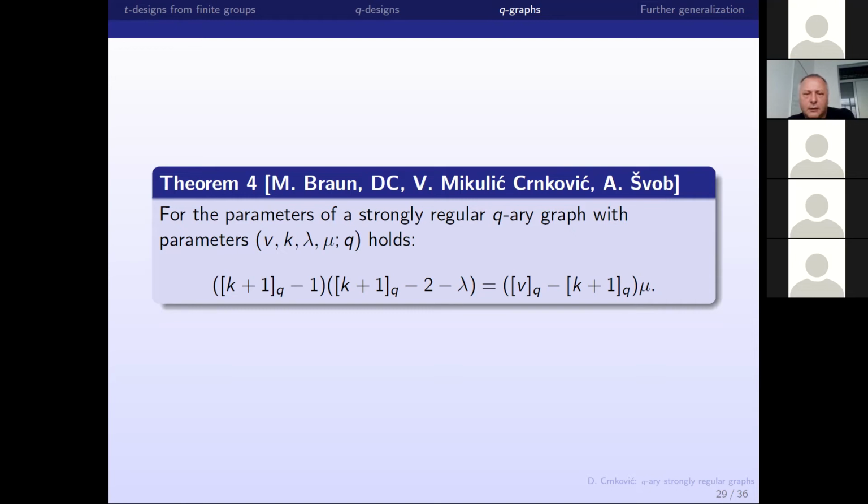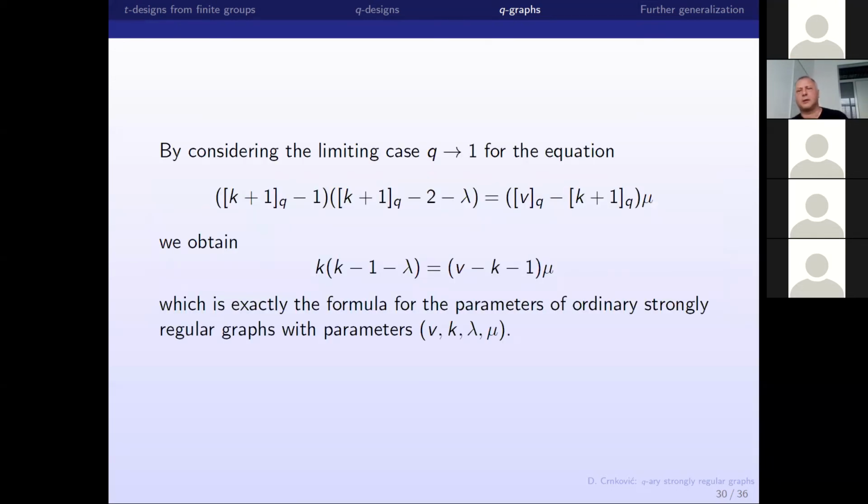And what is important, when we take the limit where q goes to 1, then we obtain this well-known formula for the parameters of strongly regular graphs, v, k, lambda, mu. So this is one thing that convinces us that this is the right way to generalize a strongly regular graph to vector spaces.